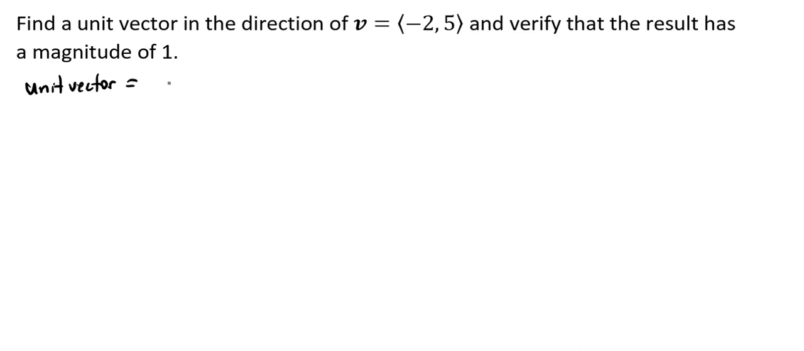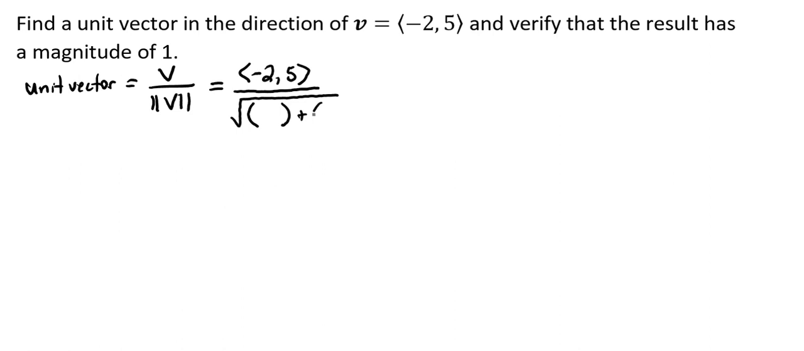is really just our vector divided by its magnitude, right? So that's what we're going to do. We're going to take our vector v, which is -2, 5, and then we're going to divide it by its magnitude. And so remember that that is just the distance formula where we're able to plug in our vector components. And so we're going to go ahead and plug in our -2 and our 5. And so our -2 comes from here and our 5 comes from here, right?